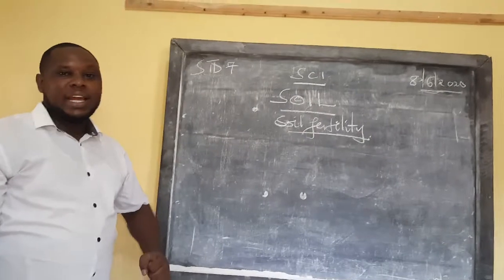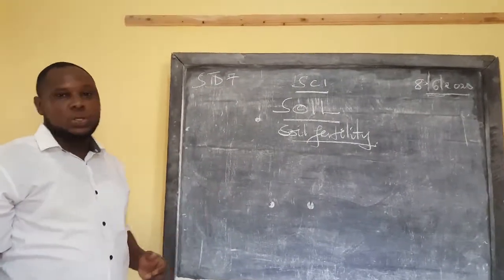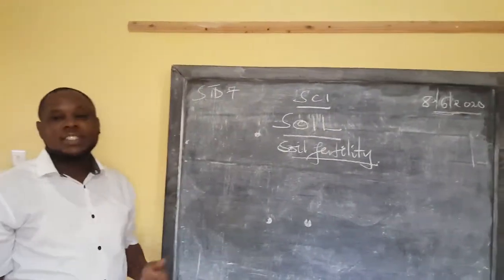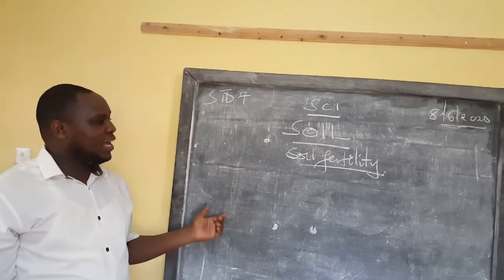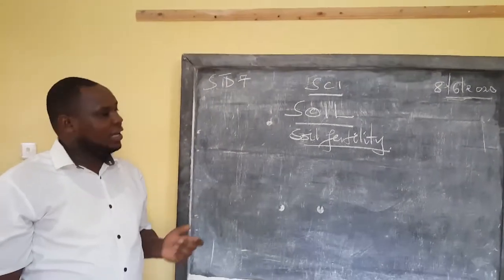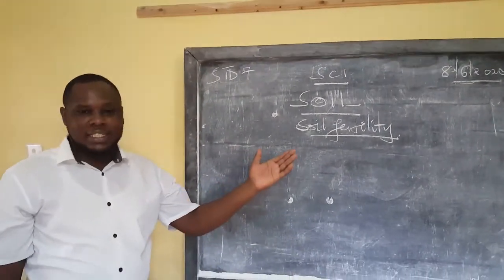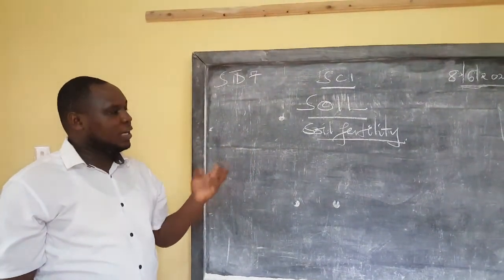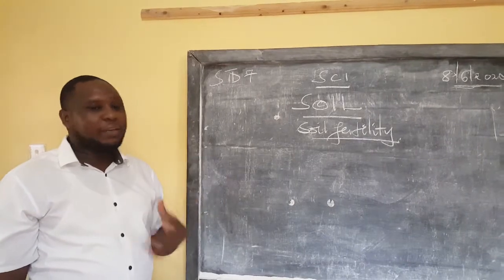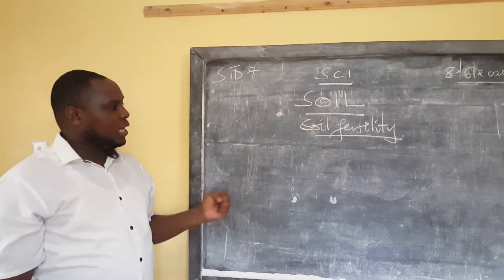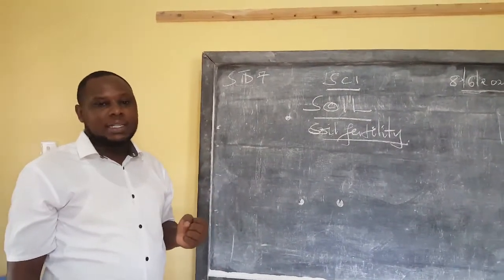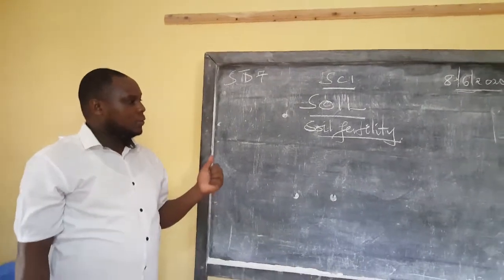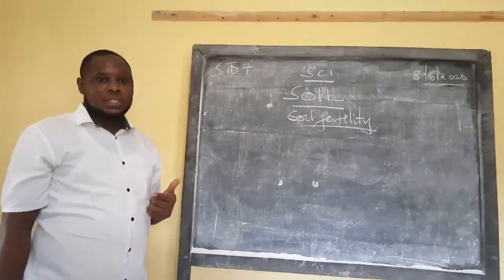As you can see, we are beginning a new topic, and the topic is soil. This is a very interesting topic, whereby we begin by just defining what soil fertility is. After that, we will know the amounts of nutrients required by different types of crops. Then we go ahead and discuss the different types of manures.